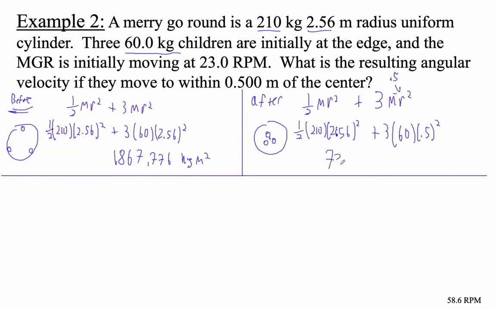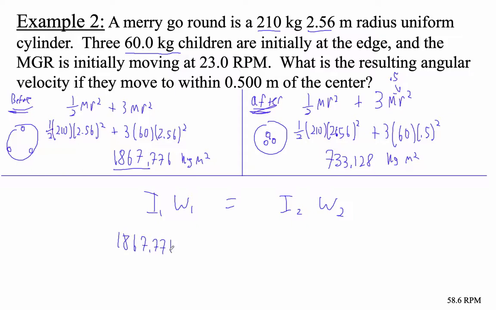That gives 733.128 kilogram meters squared. So this is our after moment of inertia. And now we're ready to do the problem, which is really a pretty simple problem. I1 omega 1 equals I2 omega 2. So let's see, I1 is this guy, 1867.776 kilogram meters squared, and then omega 1.